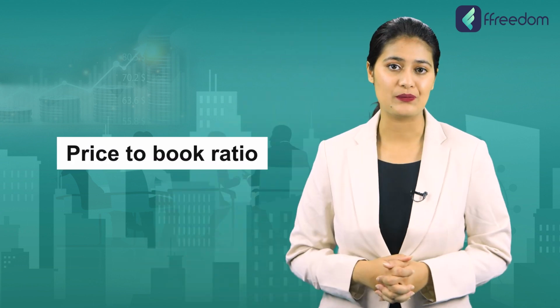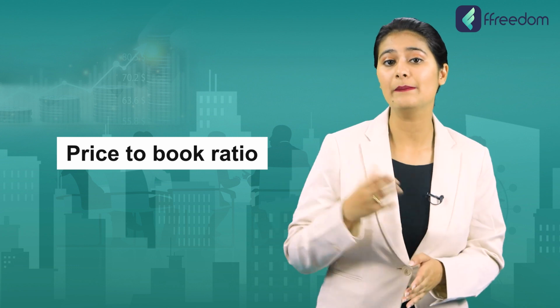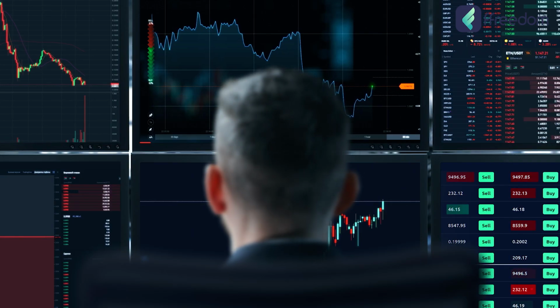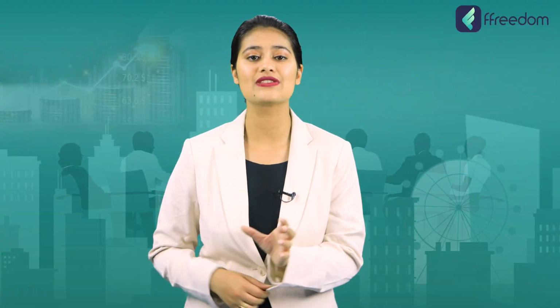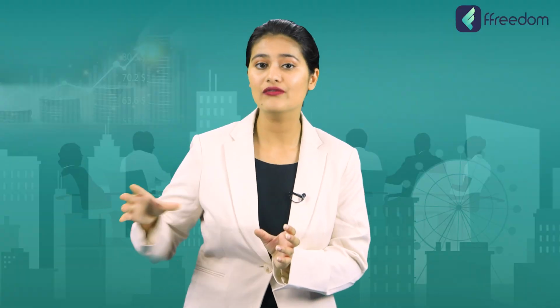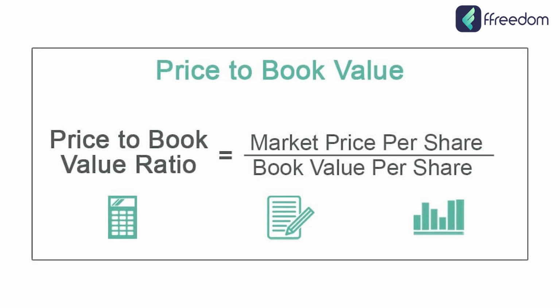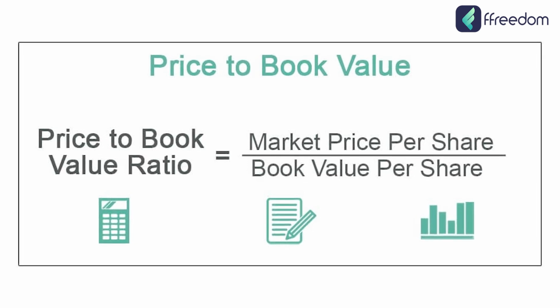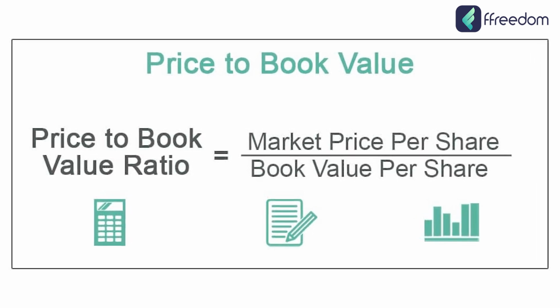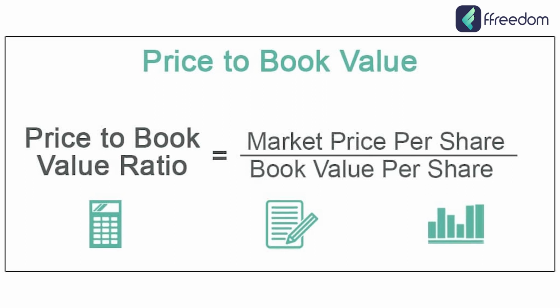The next one is called the price to book ratio. The price to book ratio or PB ratio measures whether the stock is over or undervalued by comparing the net value, which is the assets minus liabilities of the company, to its market capitalization. Essentially, the PB ratio divides the stock's share price by its book value per share. Now, the PB ratio is a very good indication of what the investors are willing to pay for each rupee of the company's net value.